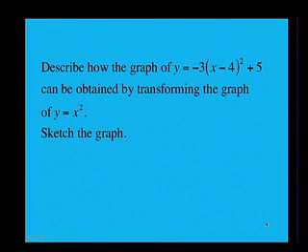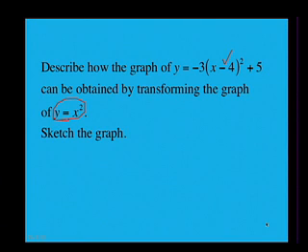Describe how the graph of y equals -3(x - 4)^2 + 5 can be obtained from the graph of y equals x squared. And then sketch the graph. Okay, so we have a few things happening here. If we start with our original equation, we can see that one of the things that's happened is we subtract 4. And since that's in parentheses, we have to do that first. And that means we're going to shift it to the right 4 units.